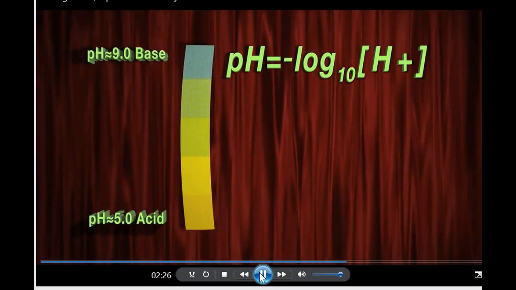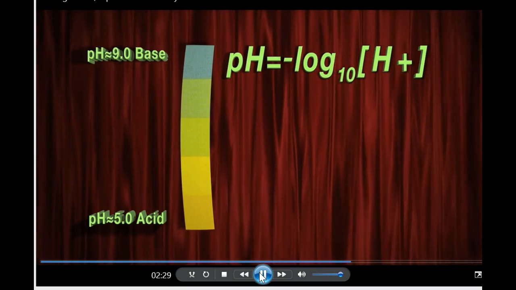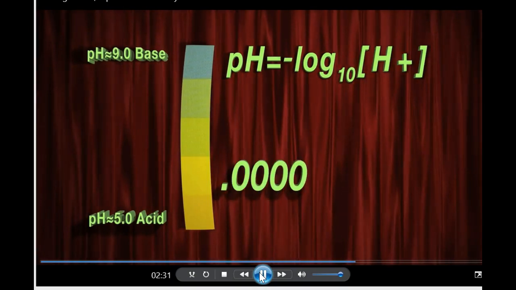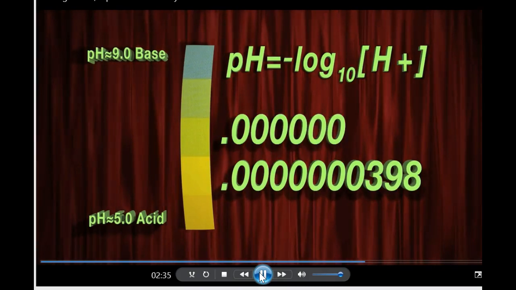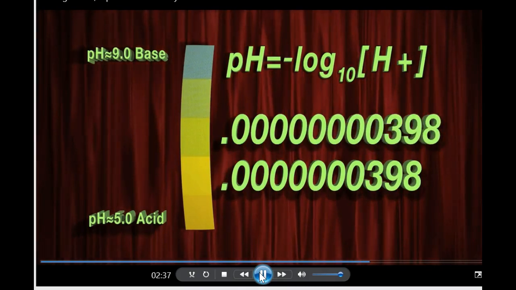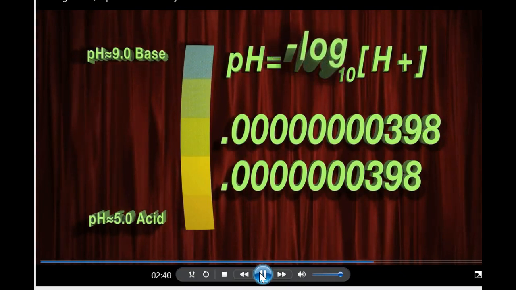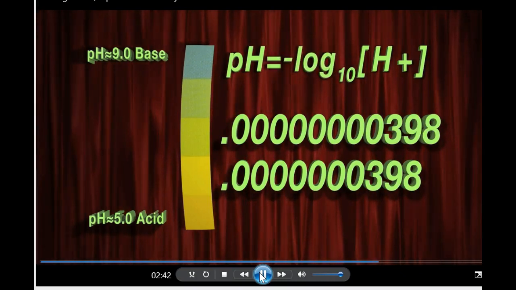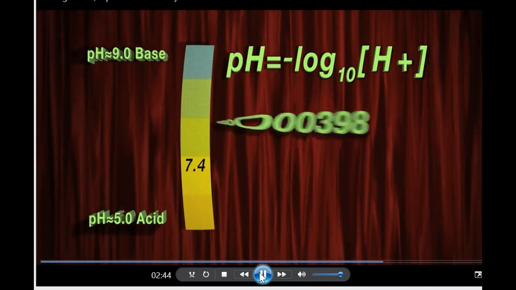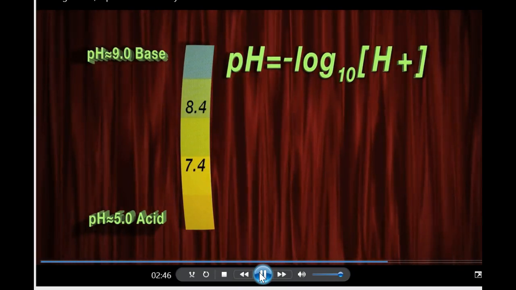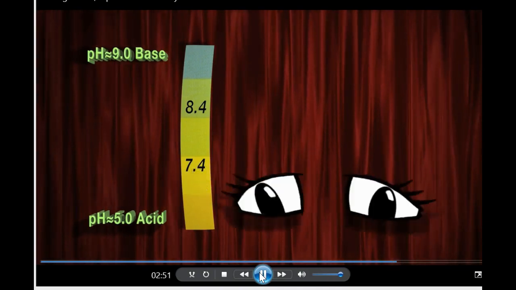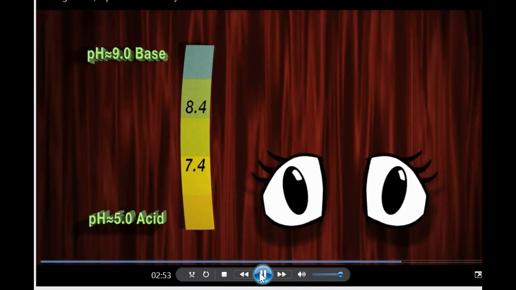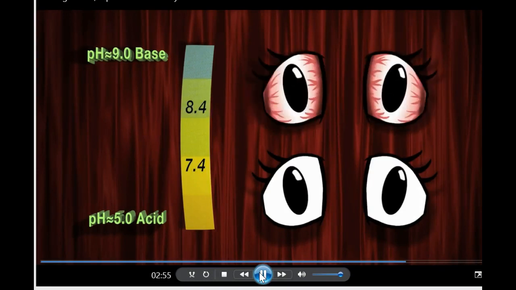We can find the pH of water samples with hydrogen ion concentrations of 0.00000398 and 0.00000000398 quickly on a calculator. Punch negative log of each of those numbers, and you'll see the pHs are 7.4 and 8.4. Since the tears in our eyes have a pH of about 7.4, the H plus concentration of 0.00000398 will feel nice on your eyes, but the pH of 8.4 will make you feel itchy and red.